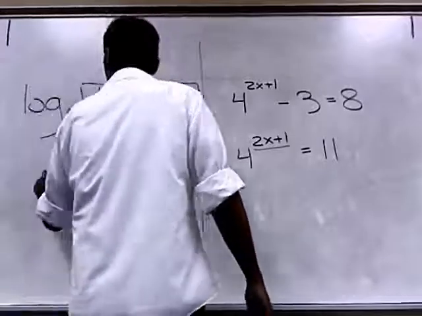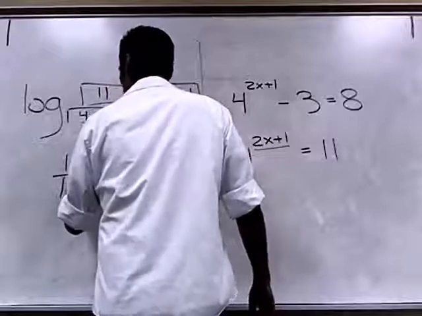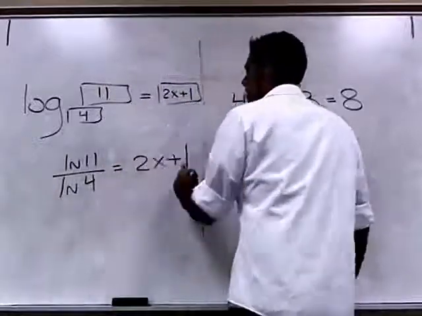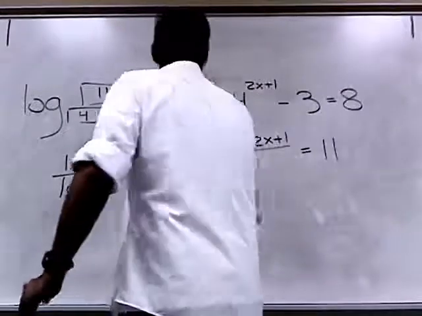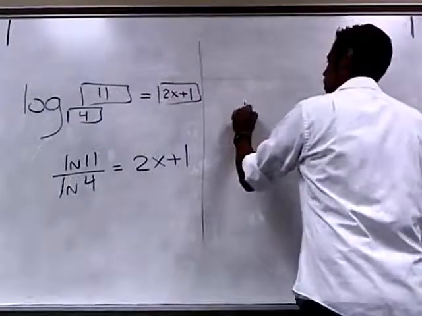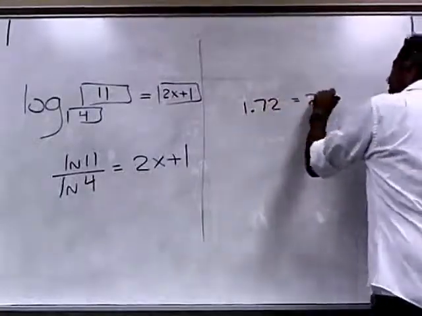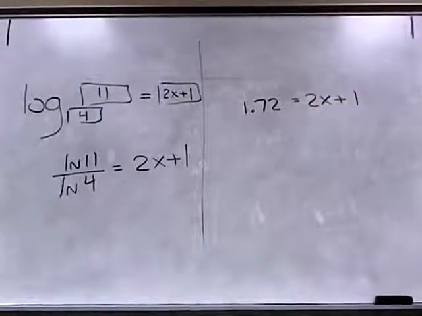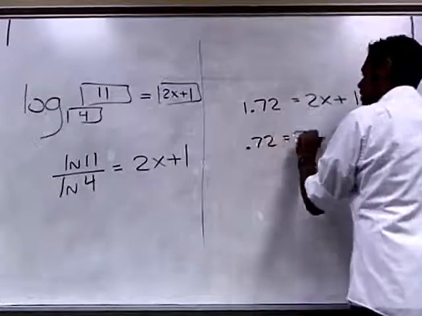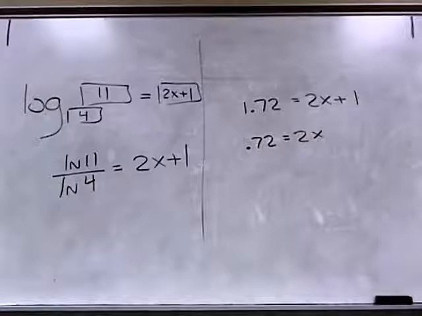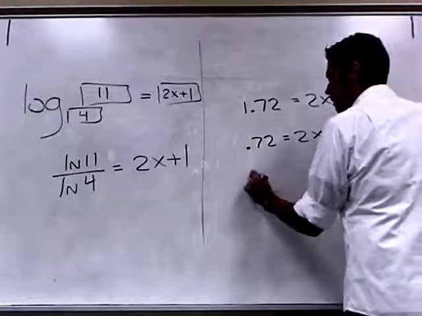change of base formula. Natural log of 11 over natural log of 4 equals 2x plus 1. What's natural log of 11 over natural log of 4? You do it on your calculator, you get some number. What is it? 1.72. So you have 1.72 equals 2x plus 1. Subtract 1, both sides. 0.72 equals 2x. Lastly, divide by 2, which is 0.36.